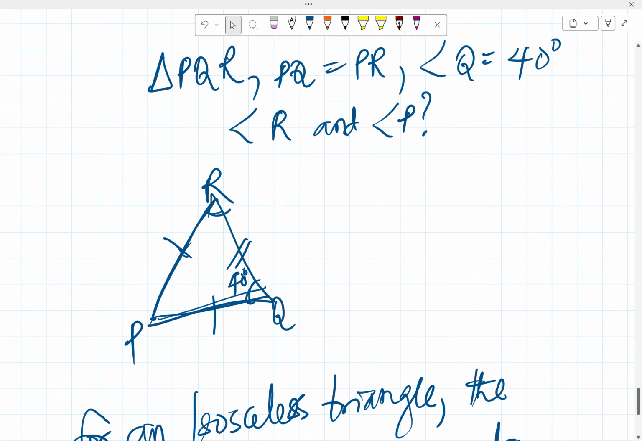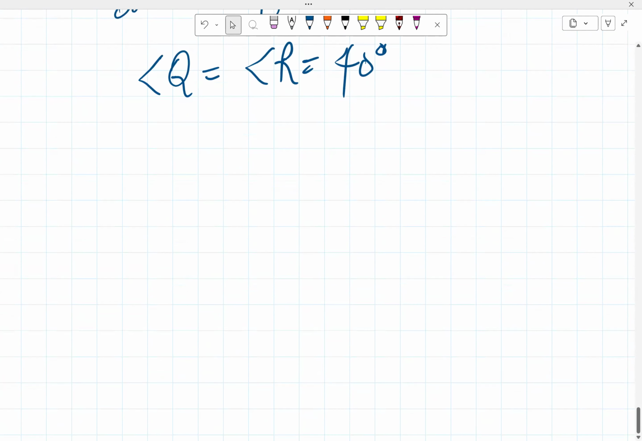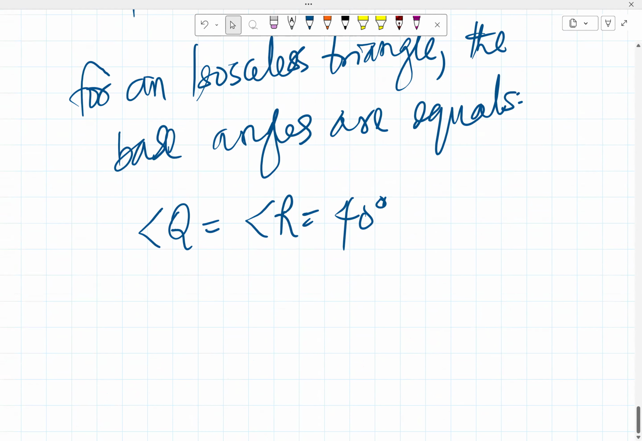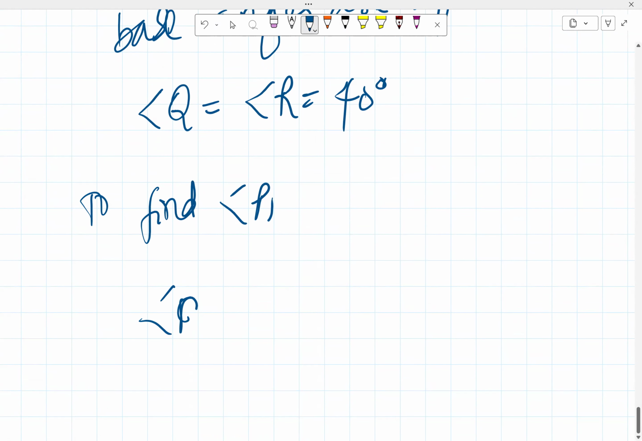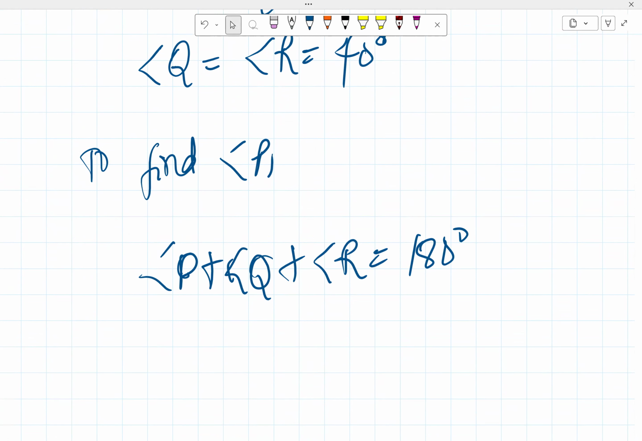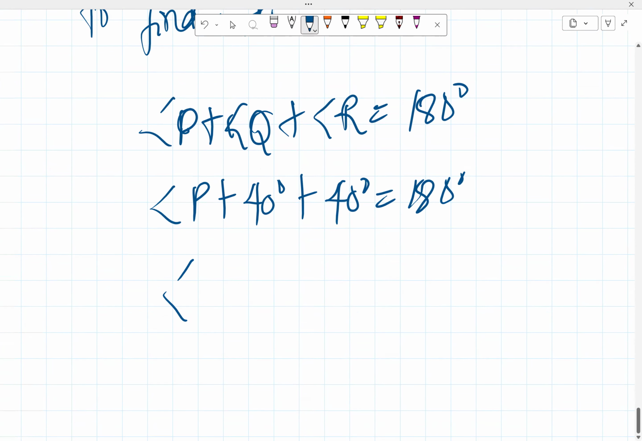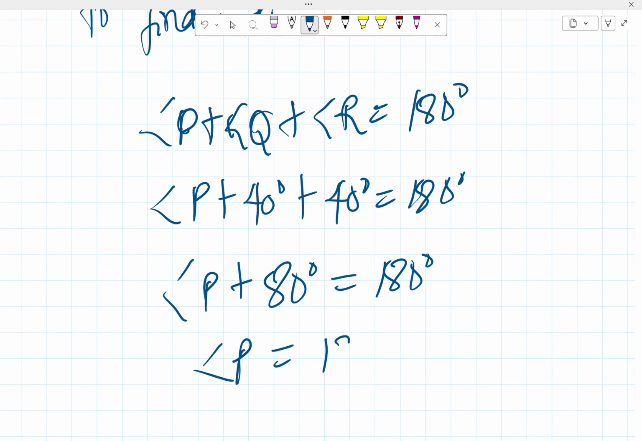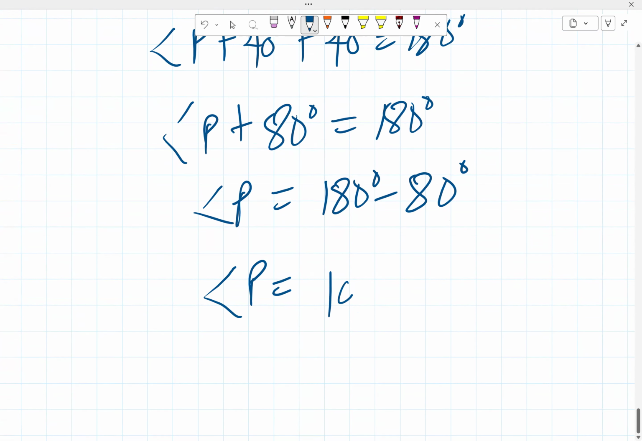Okay, so if we need those other angles, we've already found angle R automatically because it's simply equal to angle Q, and then we now need angle P. So to find angle P, we have that angle P plus angle Q plus angle R is equal to 180 degrees. So angle P plus angle Q, which is 40 degrees, plus angle R, which is another 40 degrees, equals 180 degrees. So angle P plus 80, since 40 plus 40 is 80, equals 180 degrees. So angle P is equal to 180 degrees minus 80 degrees. So angle P is simply 100 degrees.